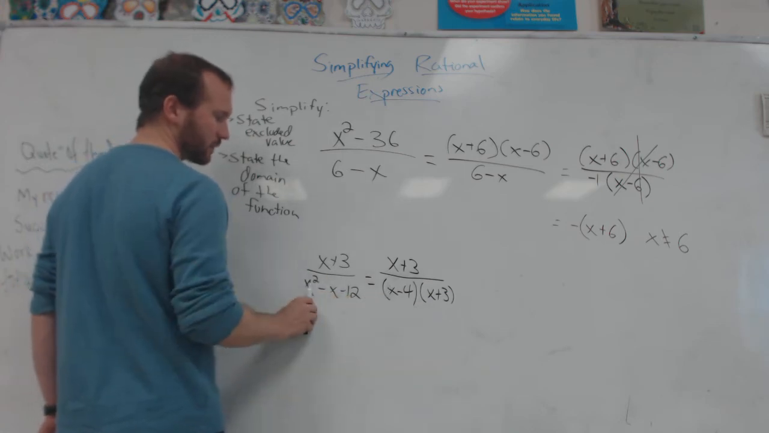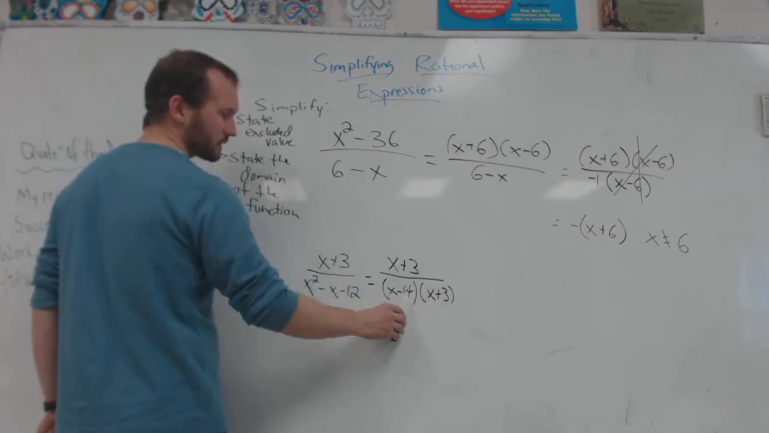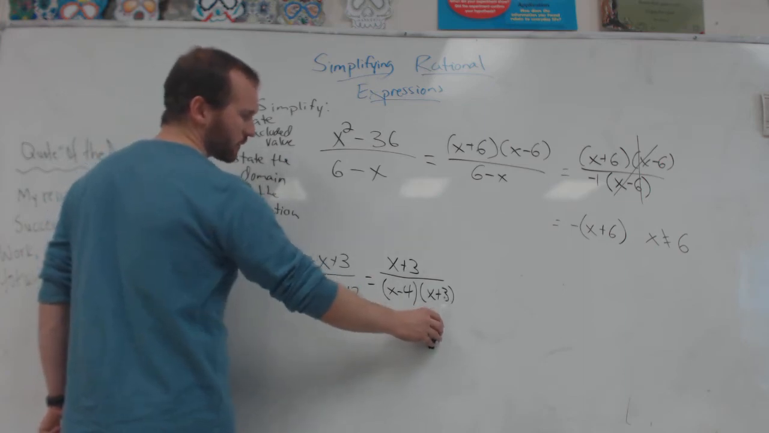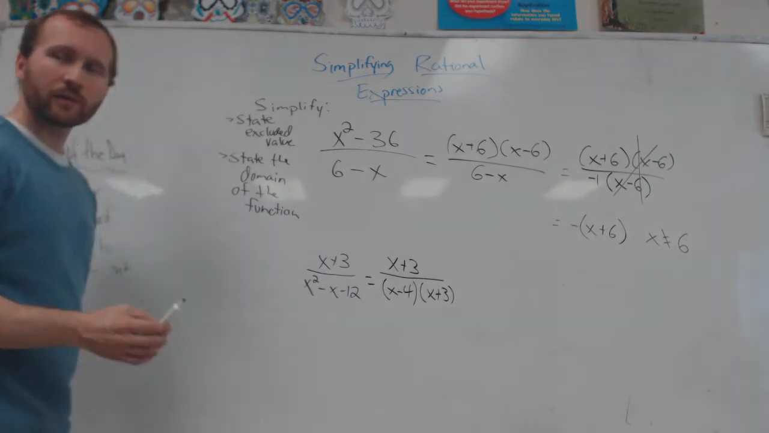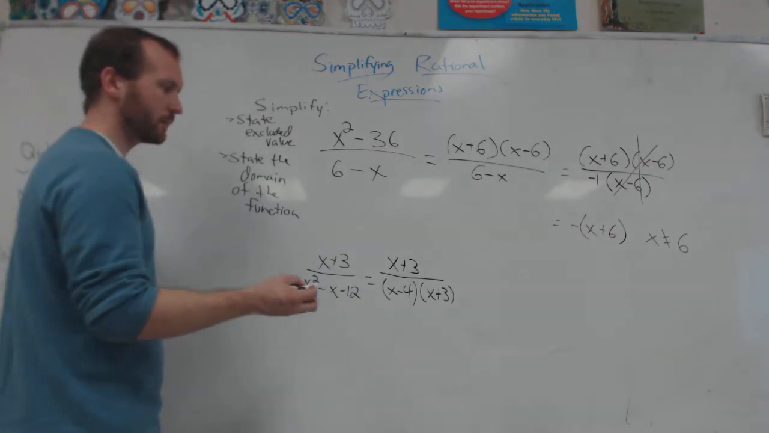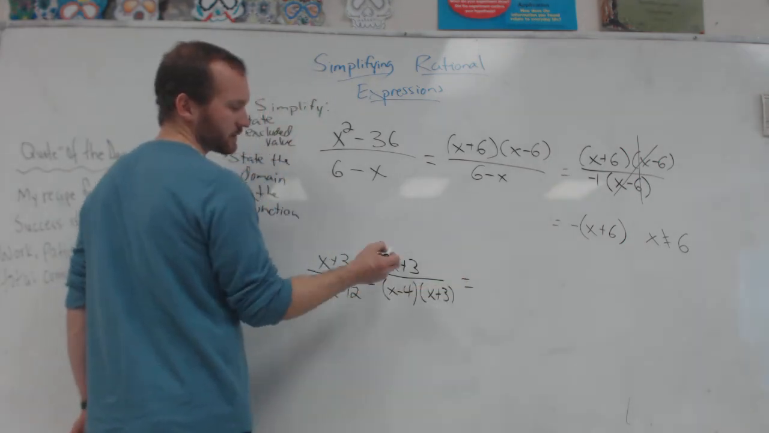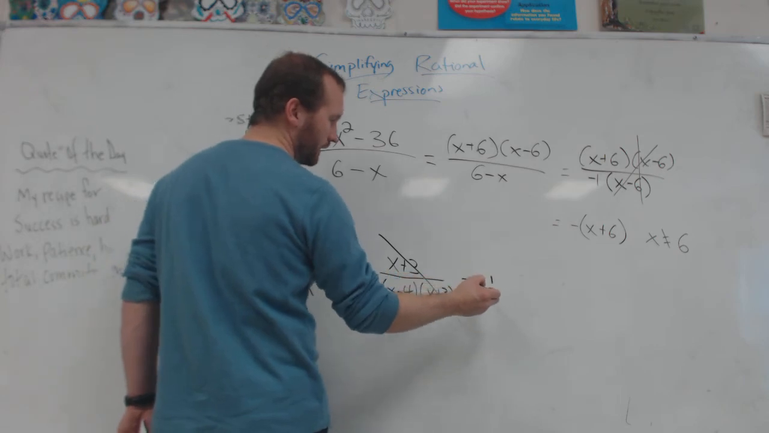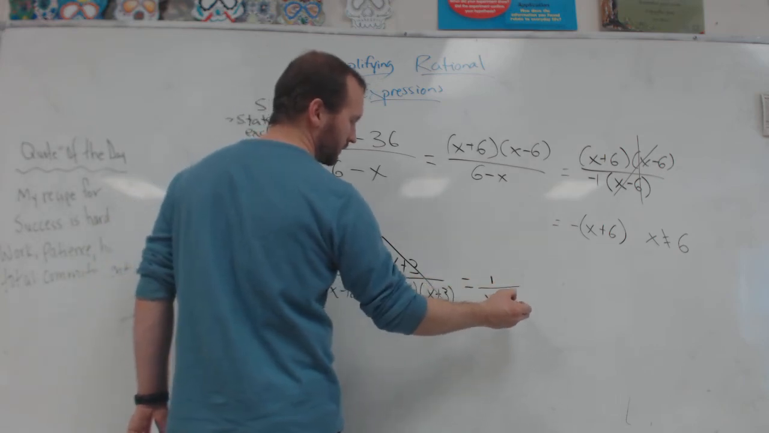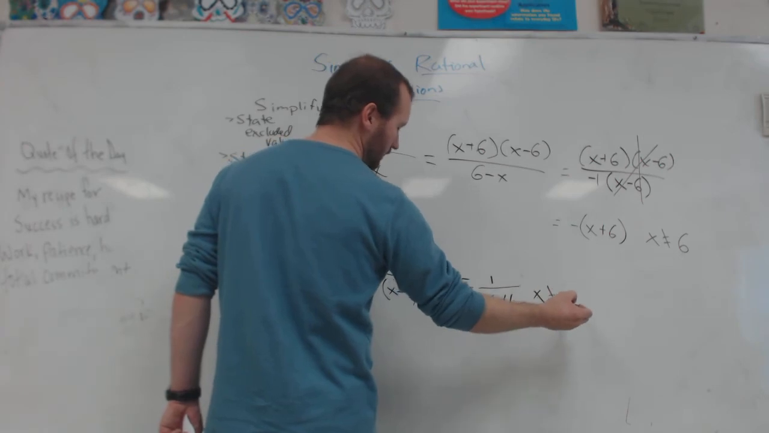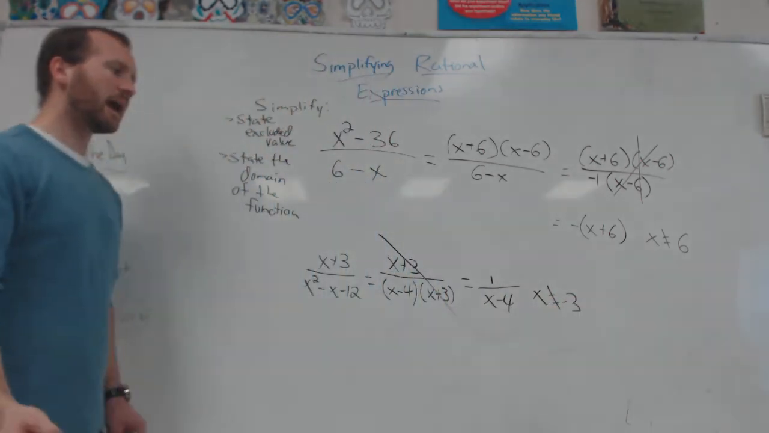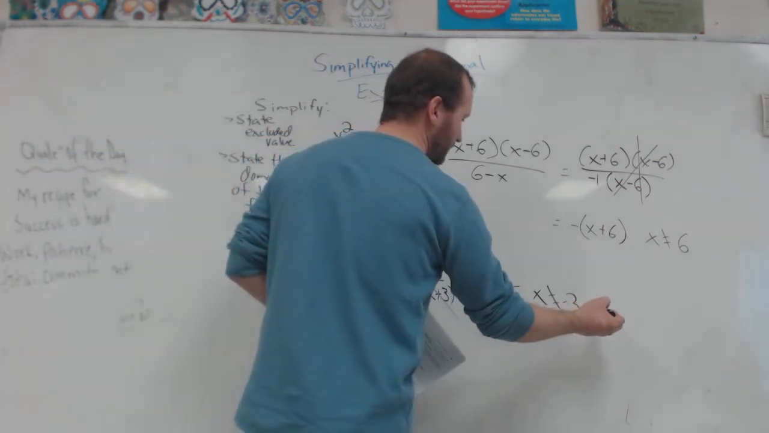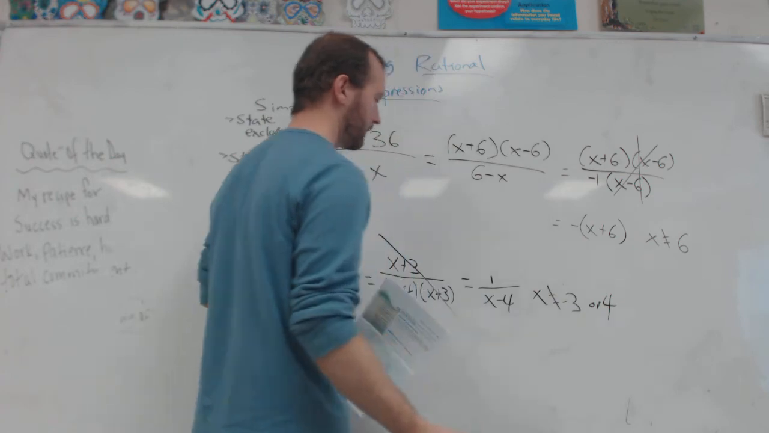X times x is x squared. X times 3 is 3x. Minus 4x is negative x. And negative 4 times positive 3 is negative 12. I would always take the time to just check your factoring. Although in these it's sort of going to check itself. The x plus 3's are going to cancel. So we just have 1 left up top over x minus 4 as long as x does not equal negative 3. And if they asked you for the domain, you would also want to say x does not equal 4.